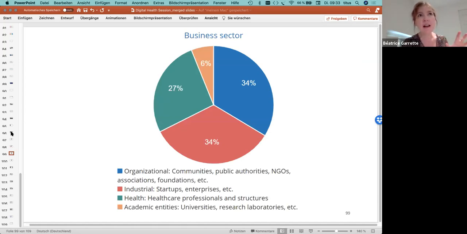In fact, there are three types of actors, and it's pretty well balanced as well. First, the non-profit sector. So it's NGOs, public authorities, local associations. The second type of actors is startups and enterprise, social enterprise. And the third one are healthcare professionals and structures by themselves, so they could be private or public. And also there's a growing actor, which are the academic entities, university, research laboratories, who want to study and want to implement some of the solutions. Next slide, please.